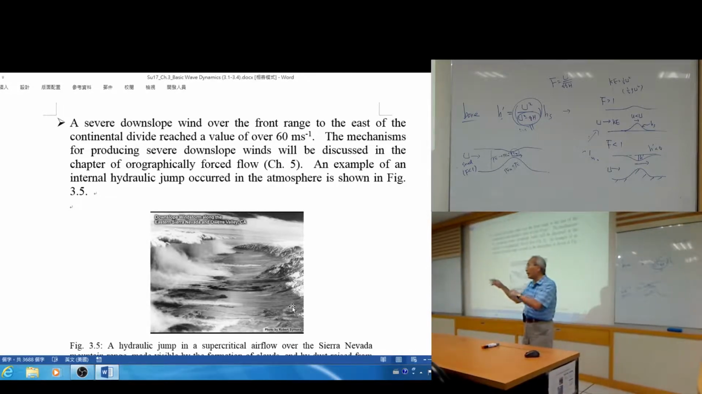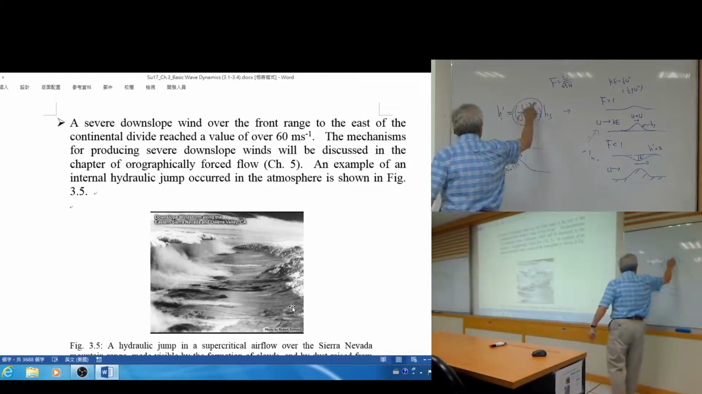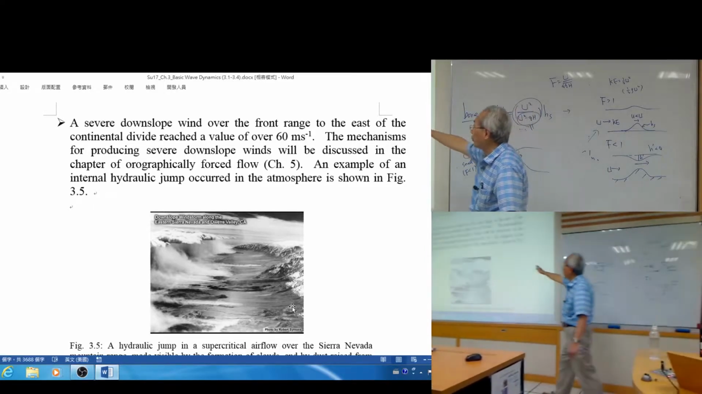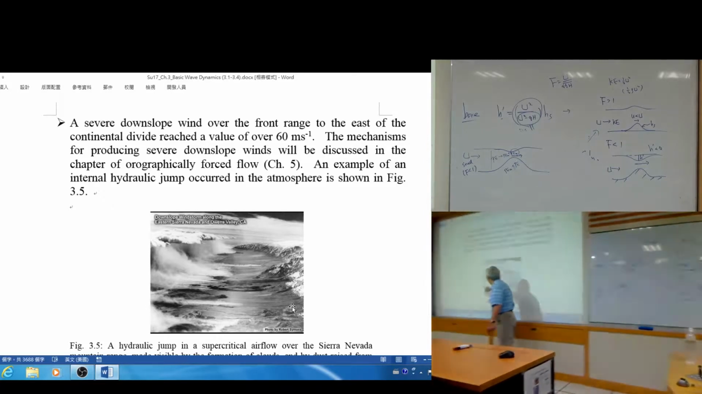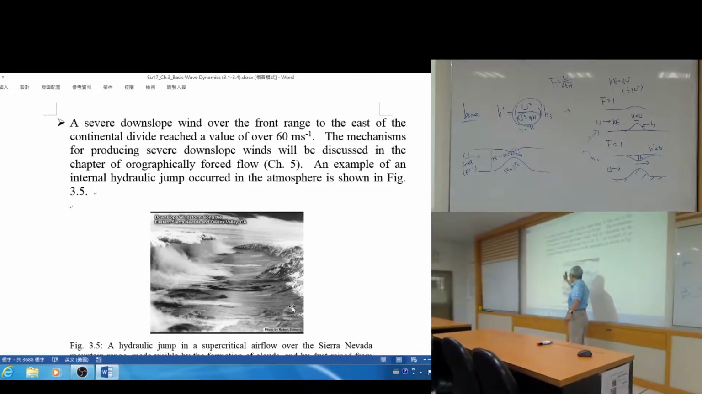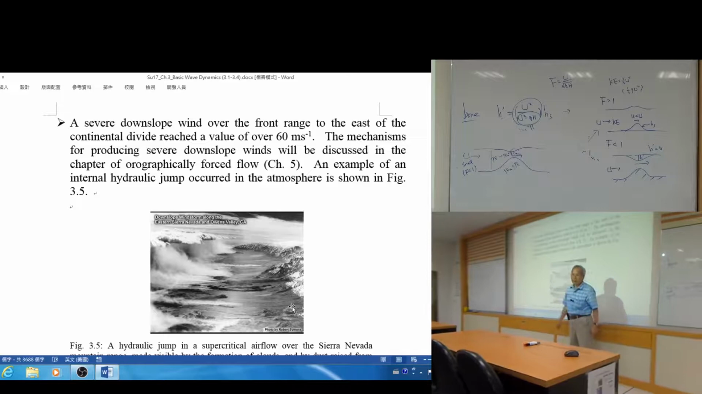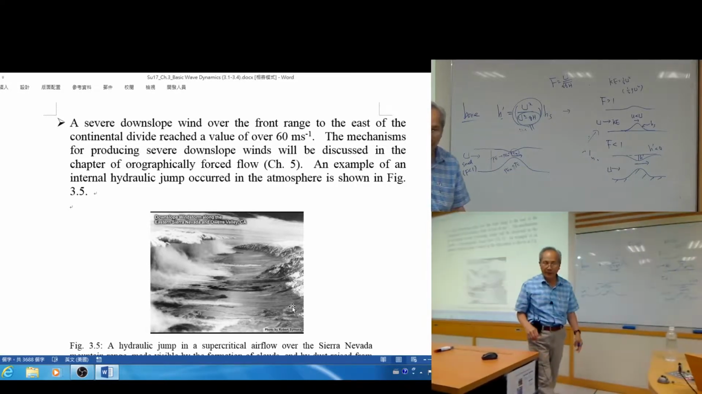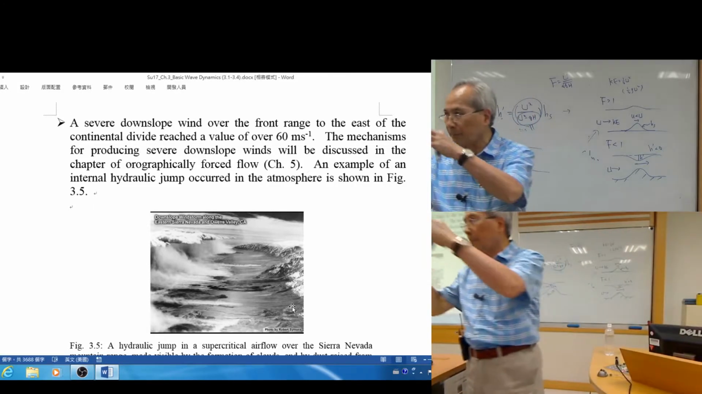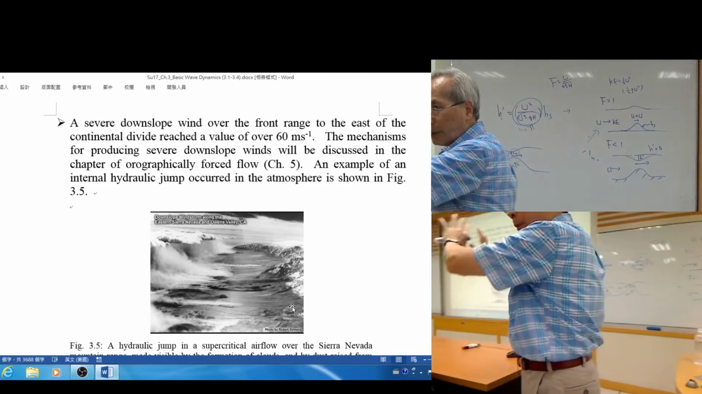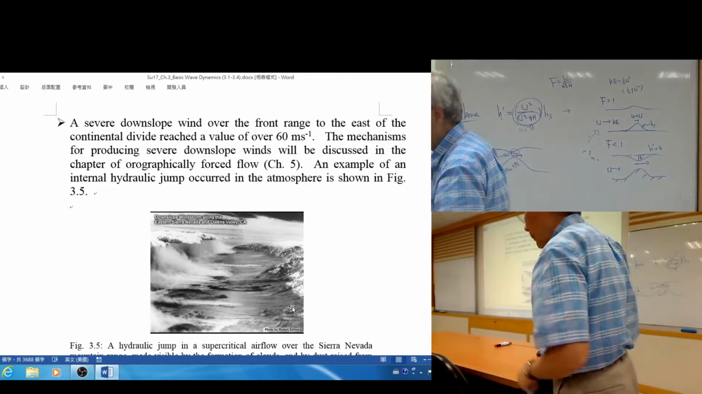For example, you don't have a solution for steady state. So you have a downstream propagating jump. This one is probably a stationary jump, coming down and jumping up. This is the downstream jump. And sometimes you can observe the upstream propagating jump, that bore. You can observe that.